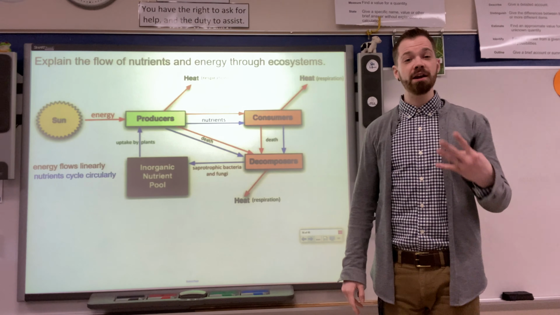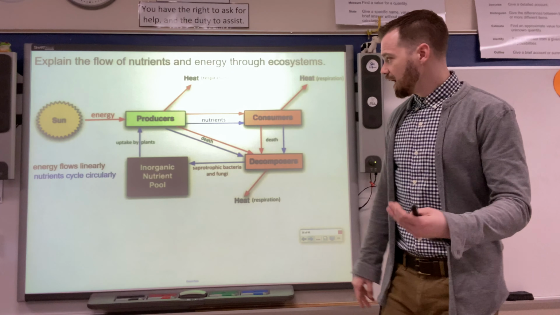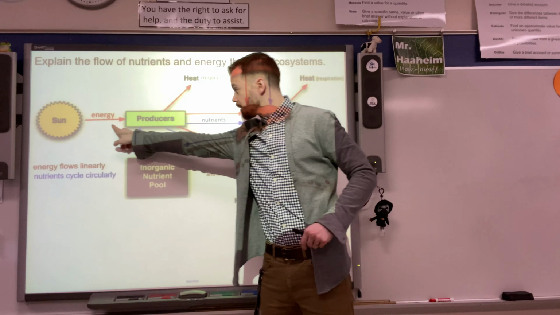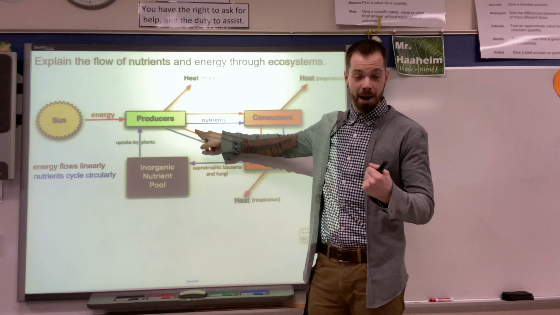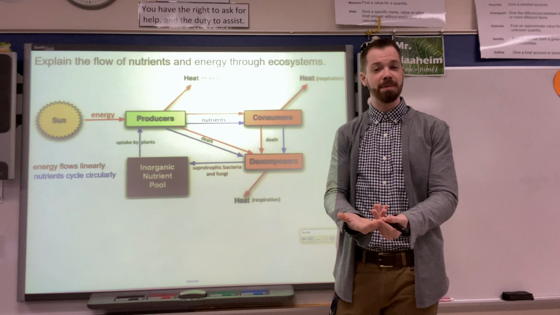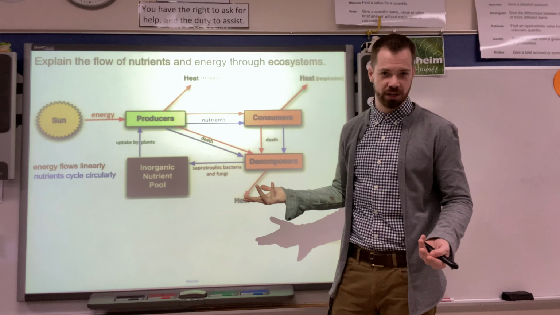Now, we've talked about how energy flows and nutrients cycle, and so we're going to review that here for just a moment. The sun is the initial energy source for all ecosystems. That energy is going to be sequestered and grabbed by producers, autotrophs. They can use that energy to make organic molecules. None of these other organisms can do that, which is why they're going to start every single food chain.